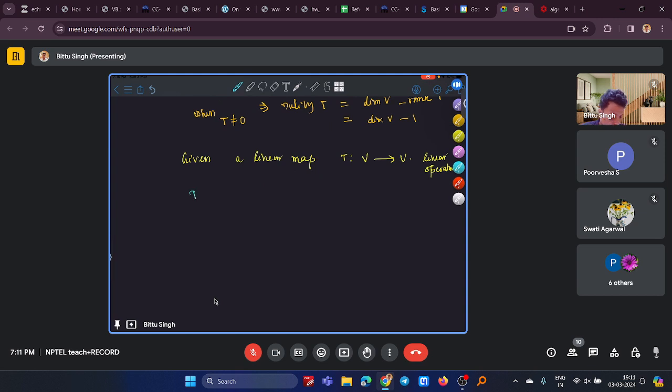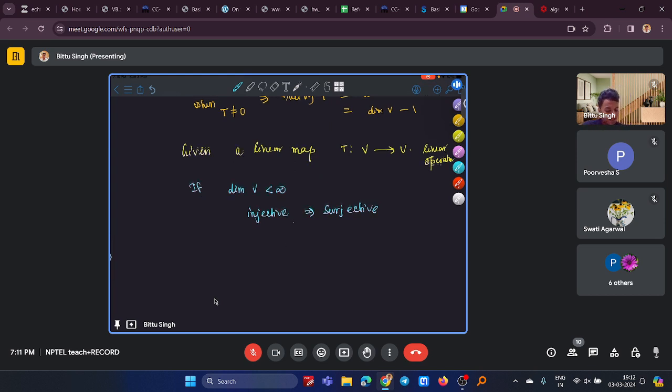Now, if V is finite dimensional, dimension of V is finite, for this case, injective will automatically imply surjective. So if we want to check if T is bijective or not, T is isomorphic or not, we just need to check either injectivity or surjectivity. Why is it true?